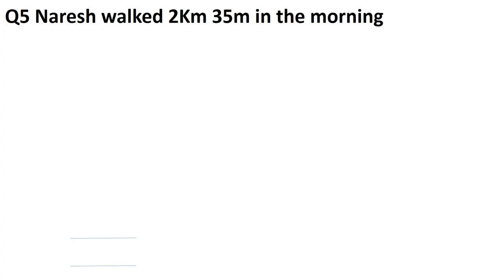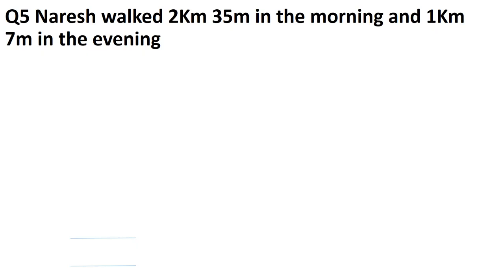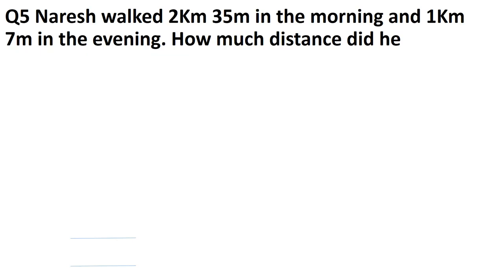This is question number 5. Naresh walked 2 kilometer 35 meter in the morning and 1 kilometer 7 meter in the evening. How much distance did he walk in all? Okay, morning and evening. He walked 2 times. So you have to tell now total distance walked by him. Definitely we will add in this also. Now see the solution.